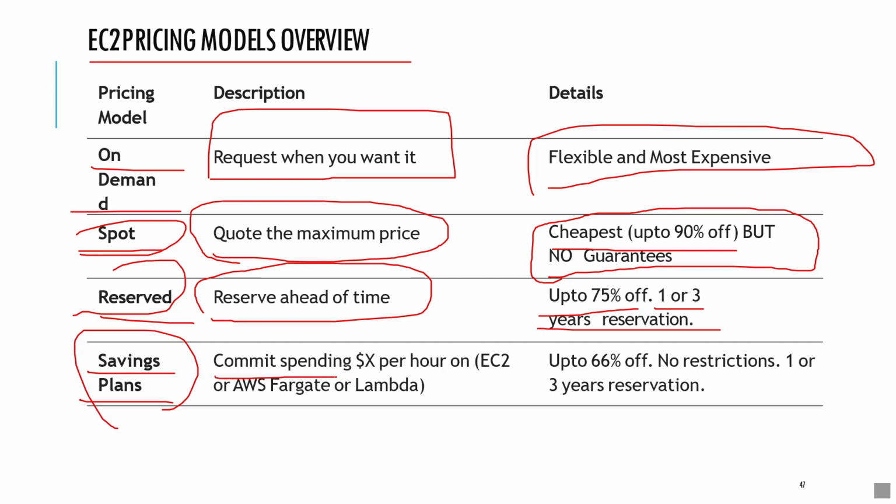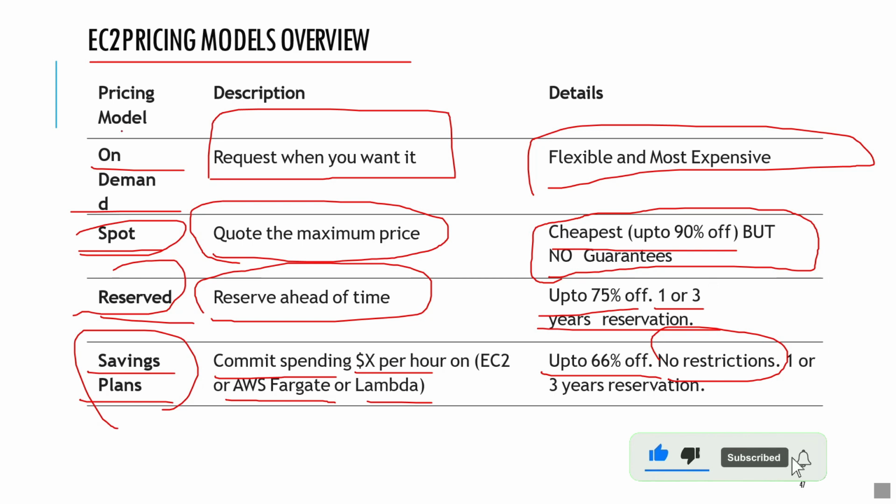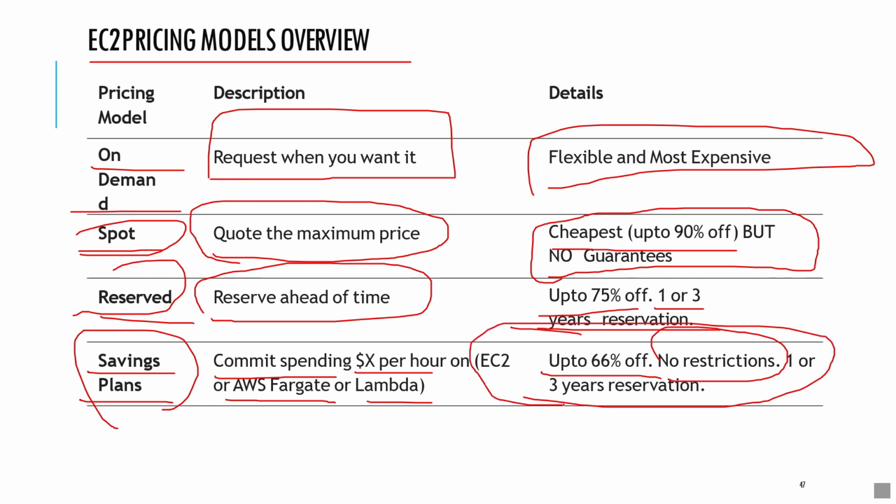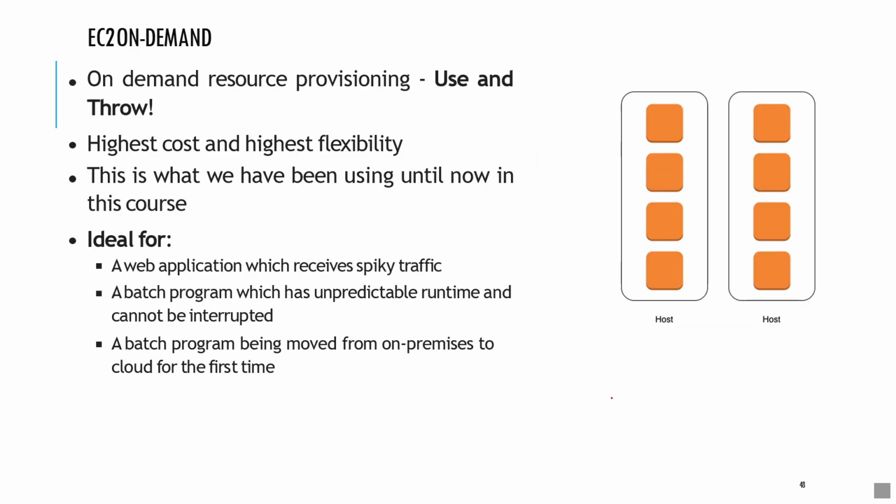If we commit spending, suppose around $10 per hour on EC2 instance or AWS Fargate or Lambda services, we get around 66% off. There are no restrictions in savings plan when compared to the other three: on-demand, spot or reserved. We need to reserve for a 1 or 3 year reservation. So that is about the EC2 pricing models. We will discuss them one by one.